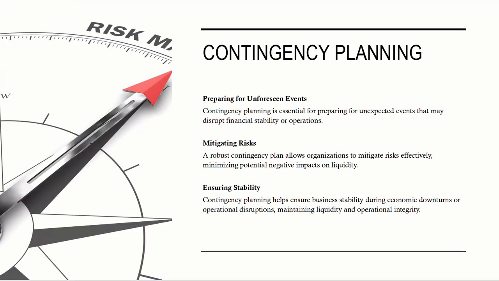Contingency planning, prepared for unforeseen events. Contingency planning is essential for preparing for unexpected events that may disrupt financial stability or operations. Mitigating risks. A robust contingency plan allows organizations to mitigate risks effectively, minimizing potential negative impacts on liquidity. Ensuring stability. Contingency planning helps ensure business stability during economic downturns or operational disruptions, maintaining liquidity and operational integrity.